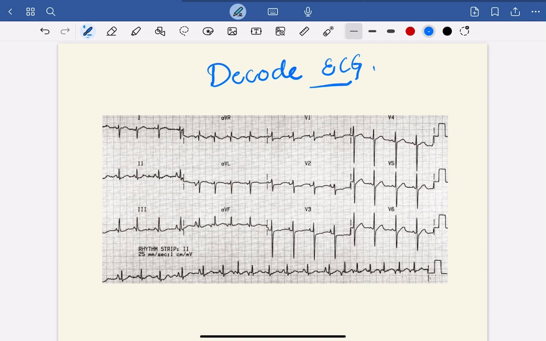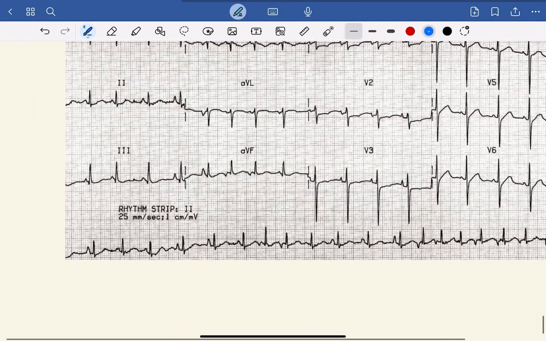Let's decode it. In any given ECG, first we have to check whether it is taken properly or not, the standardization of the ECG. Here the paper is running at 25 mm per second and 1 centimeter is equal to 1 millivolt. This is taken at normal standardization. And let's begin. After ensuring that it is taken with normal standardization, we have to check rhythm.